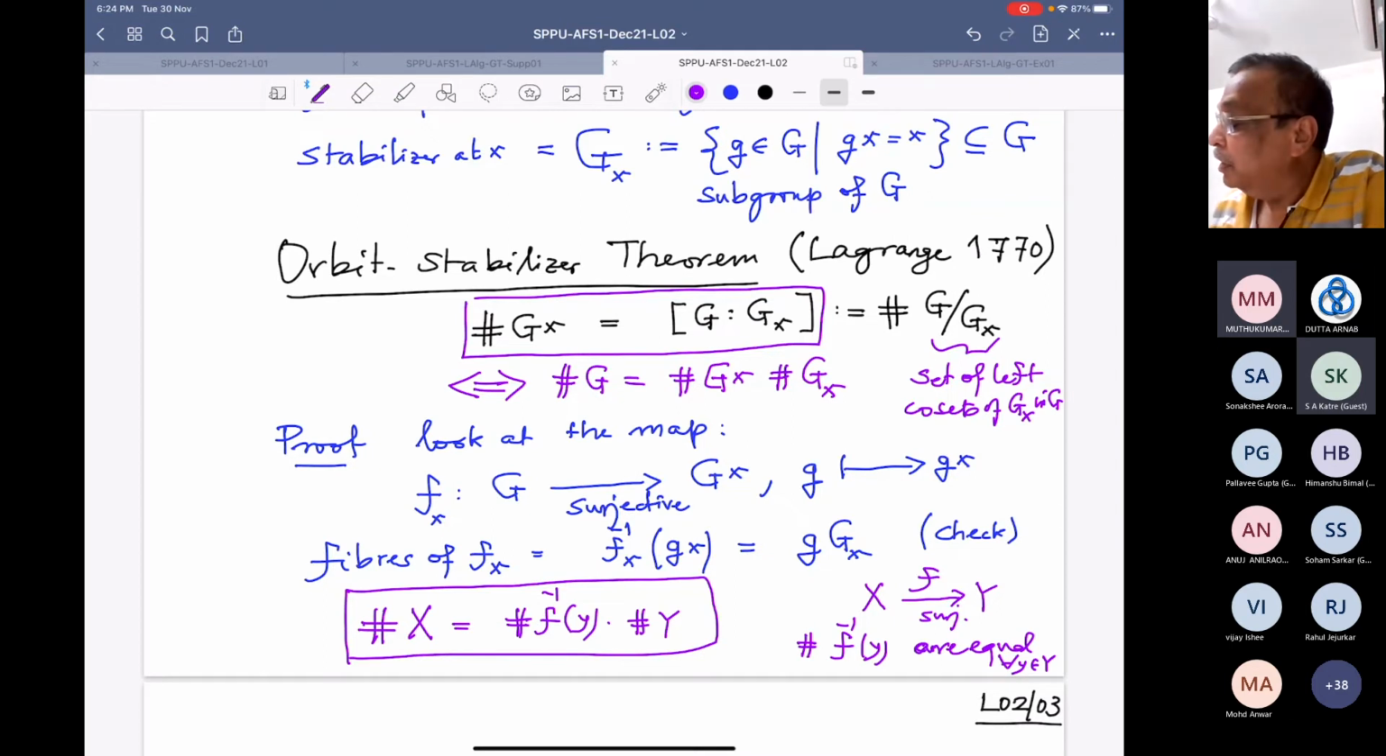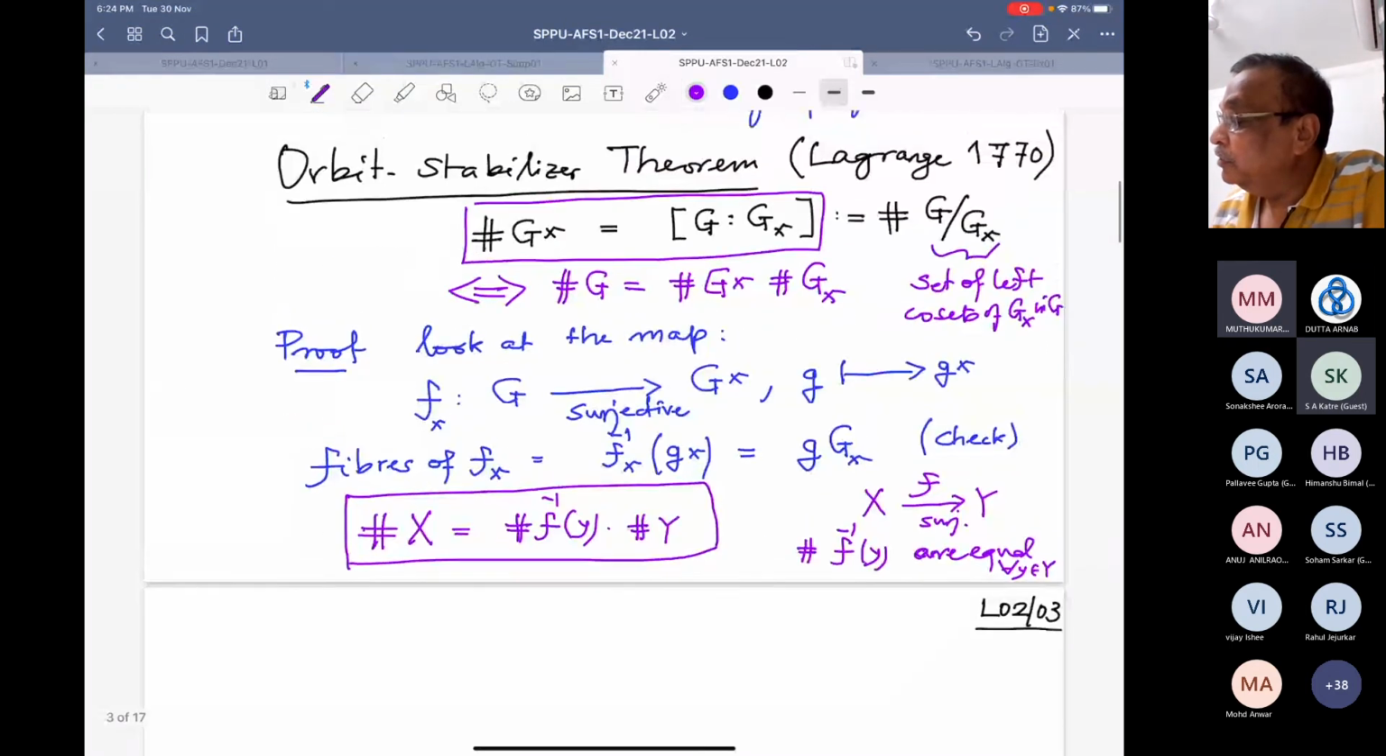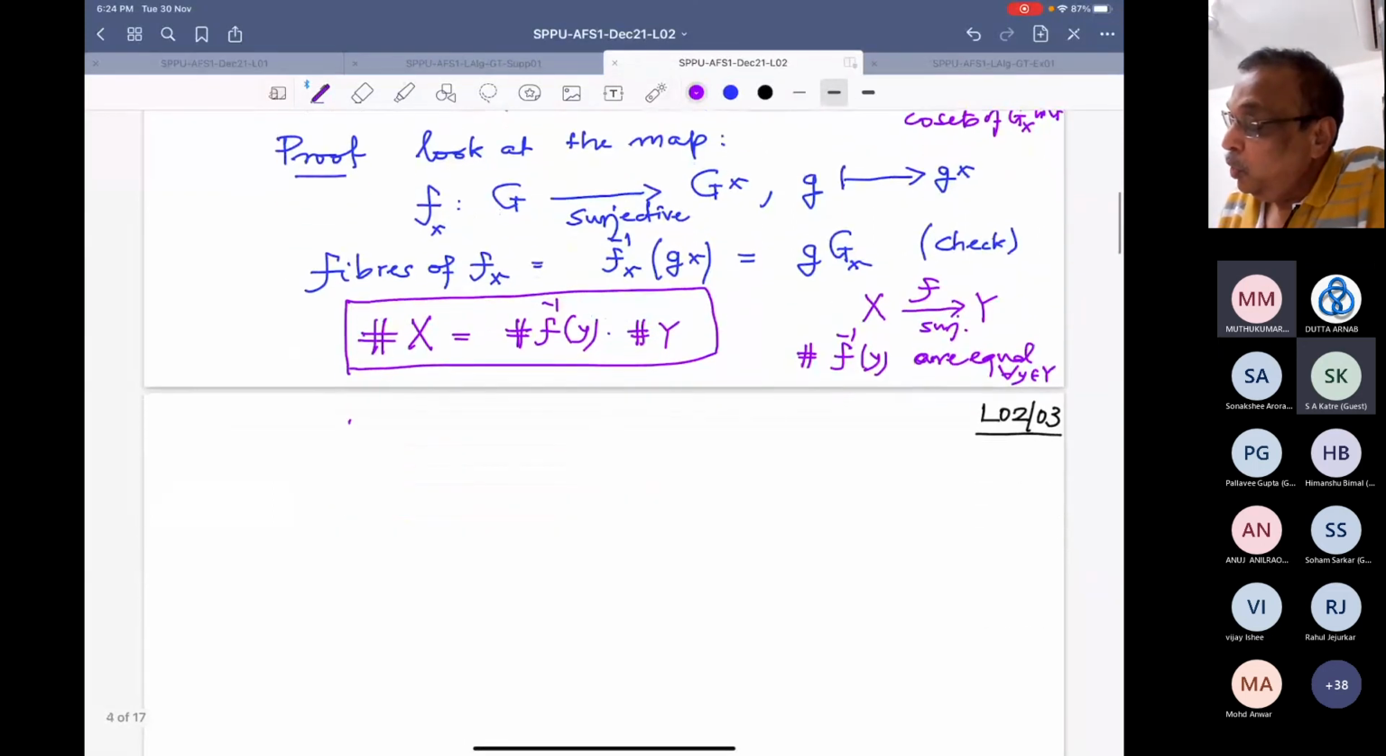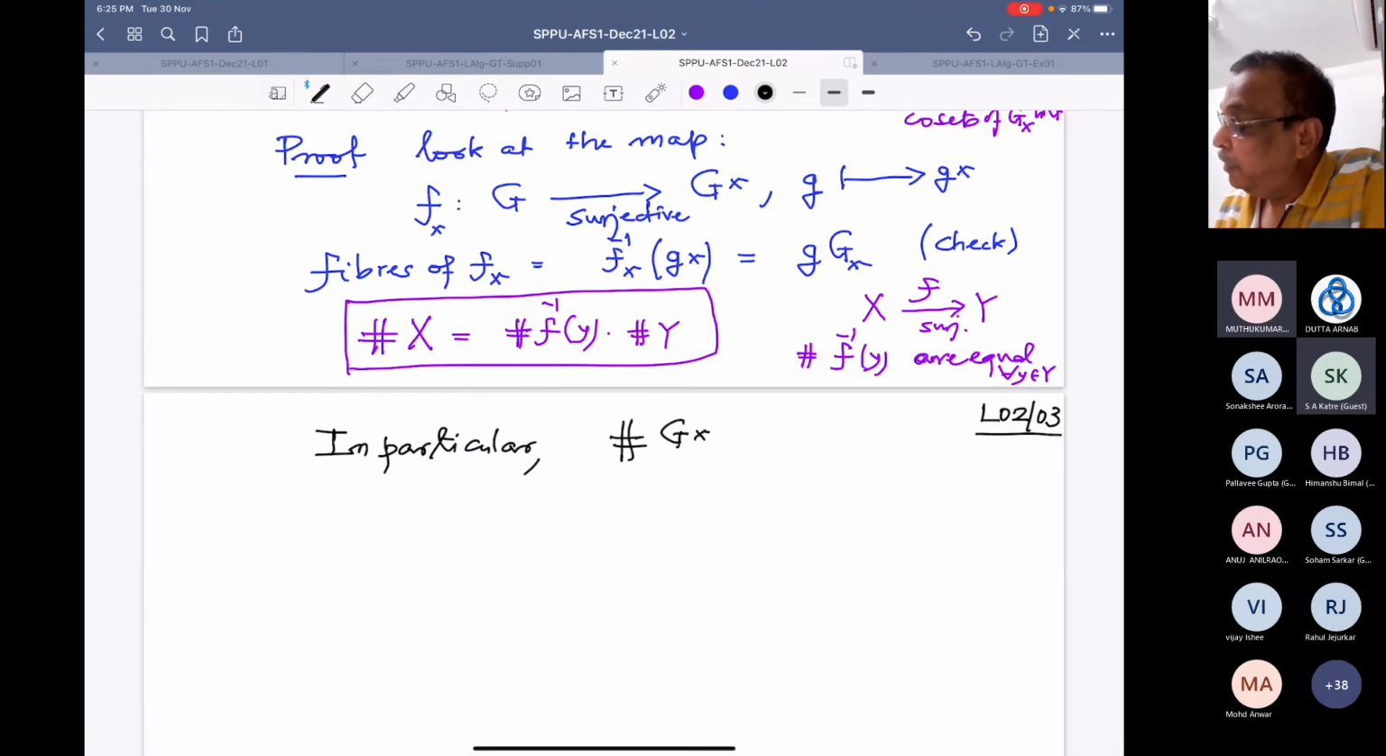All right. So in particular, we know, I take a different color. In particular, the cardinality of the orbit will always divide the cardinality of the group when it is finite. When you are talking division, so if G is finite.